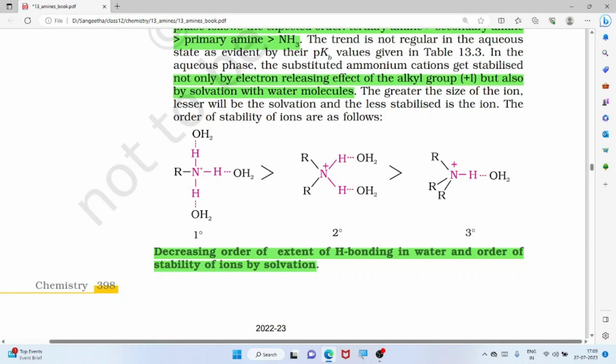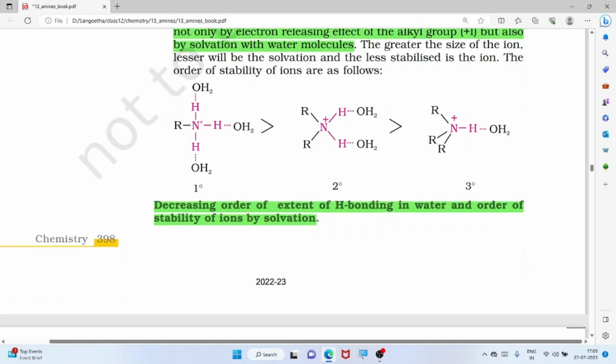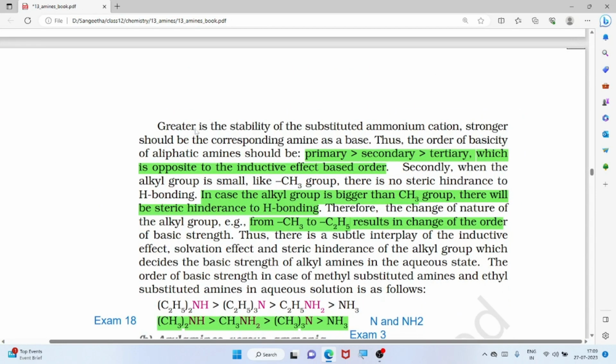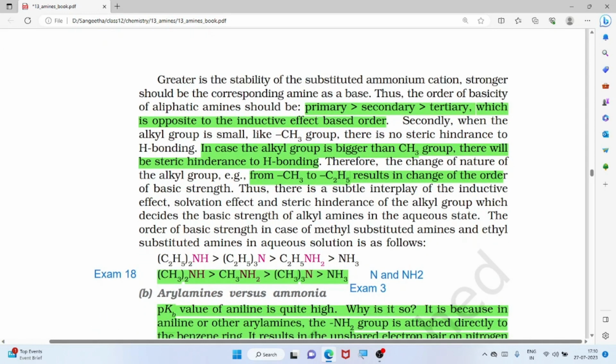The solvation effect also matters in determining the basic strength. The stability of the ions by solvation follows the decreasing order of extent of H bonding in water. In the order of basicity of aliphatic amines, primary is greater than secondary, which is opposite to the inductive effect. This is based on solvation.